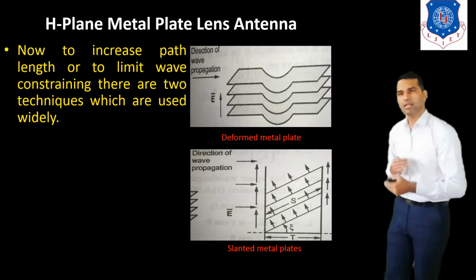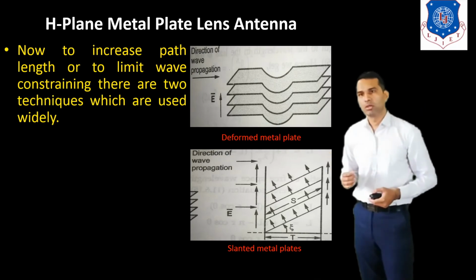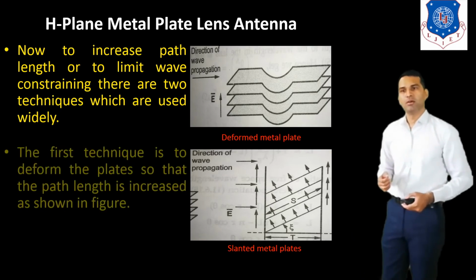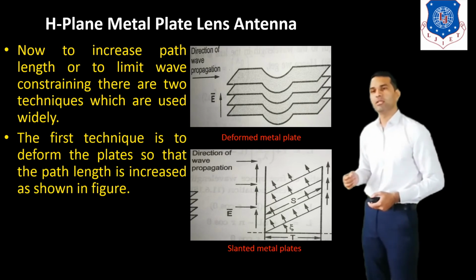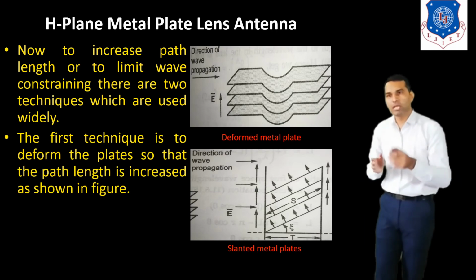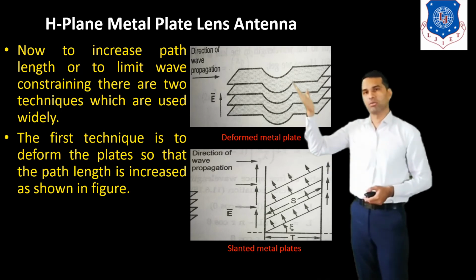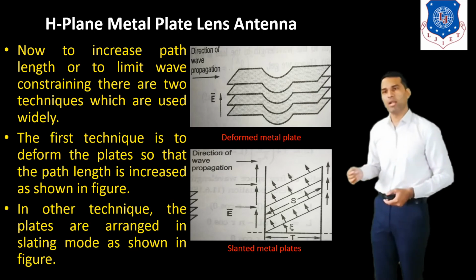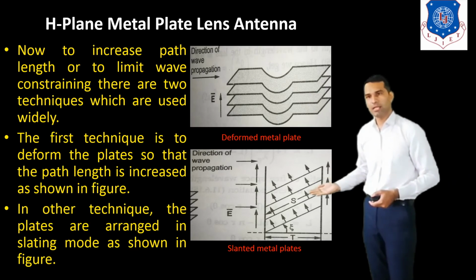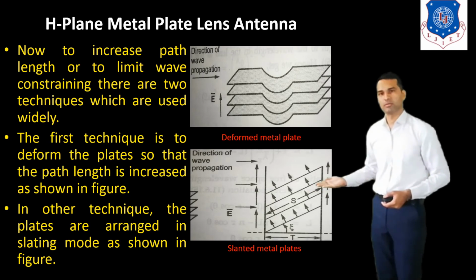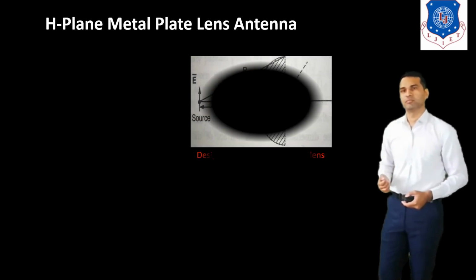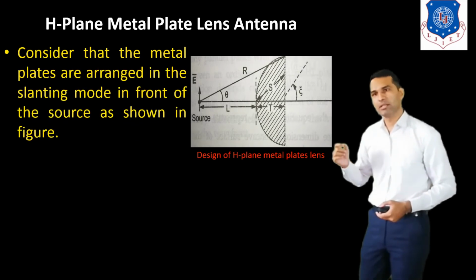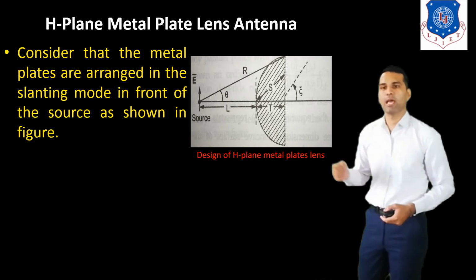Now to increase the path length, or to limit the wave, there are two techniques which are widely used. The first technique is to deform the plate so that the path length is increased, as shown in this figure. In the second technique, the plates are arranged in the slanting mode, as shown in this figure. Consider that the metal plates are arranged in the slanting mode in front of the source, as shown in the figure.